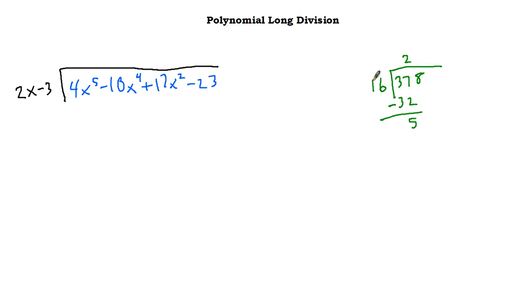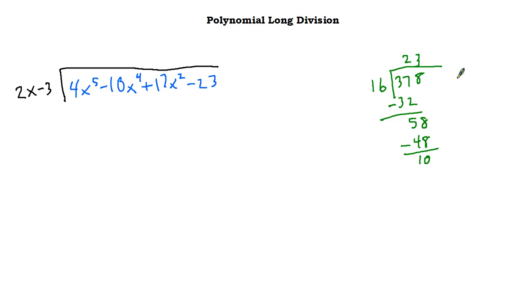Now, we don't try to figure out how many times 16 goes into 5. We first drop down the 8 because we want to get the next digit involved. And then we say, how many times does 16 go into 58? Well, in this case, it looks like about 3 times. 3 times 16 gets us 48. And once again we subtract, and we end up with 10.